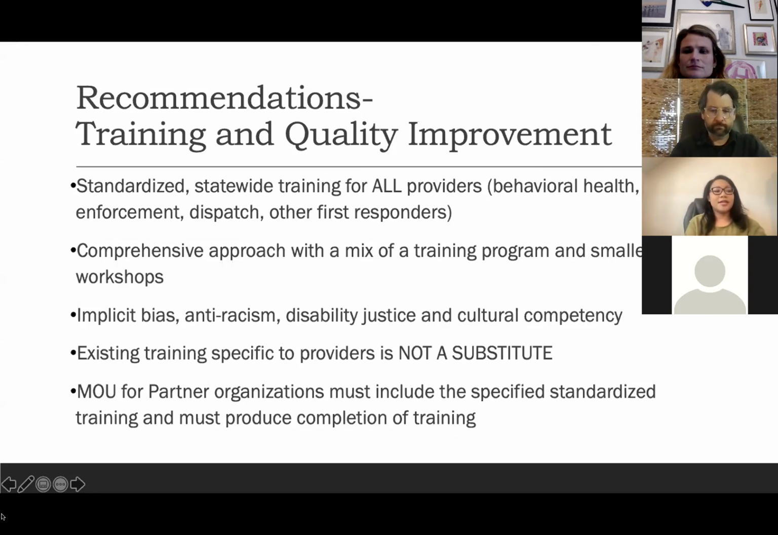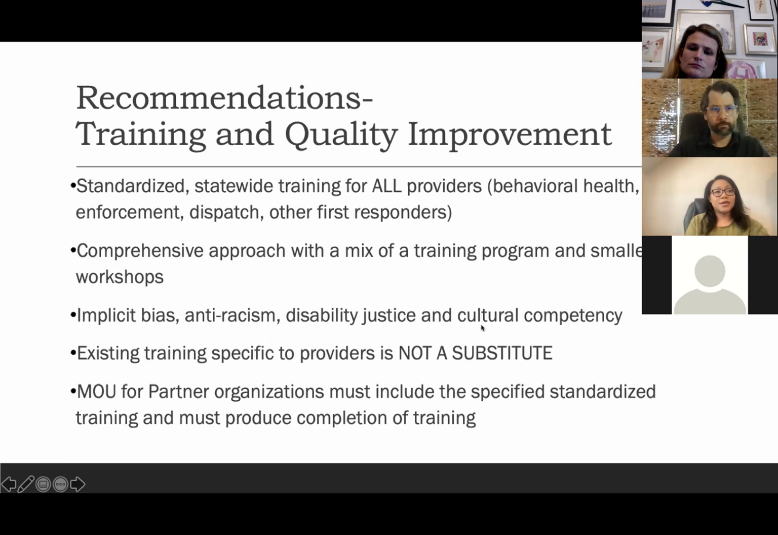We recommend standardized training statewide for all providers. All providers must be held accountable. Therefore, standardized training must be established at the state level for all providers. Additionally, we recommend a comprehensive approach with a mix of a training program and smaller workshops. This will allow us to get training in implicit bias, anti-racism, disability justice, and cultural competence.